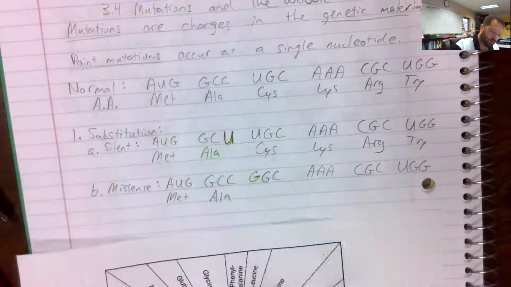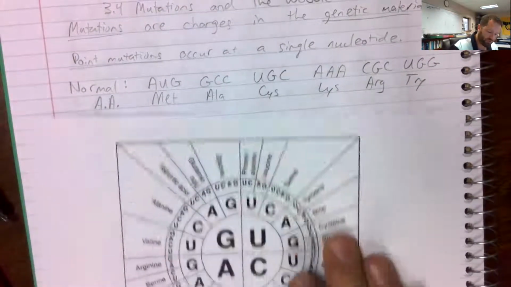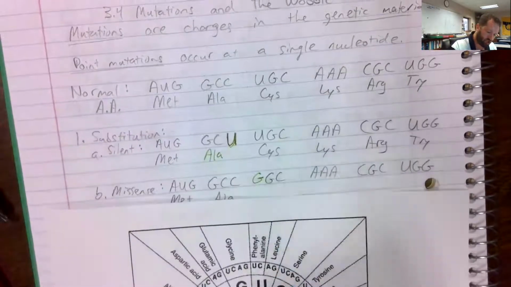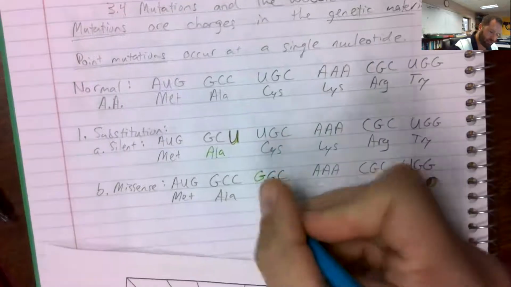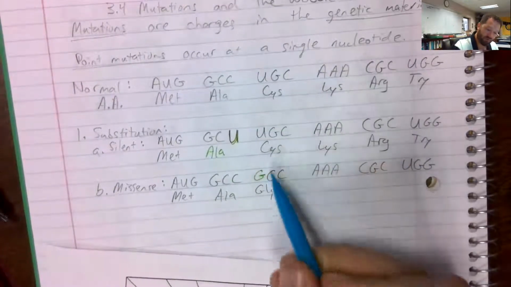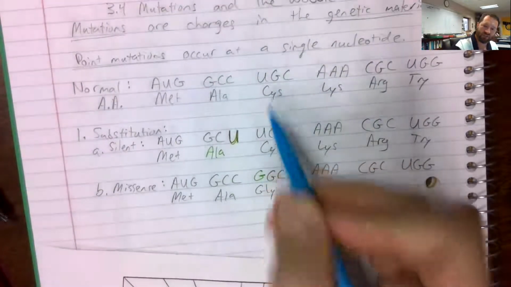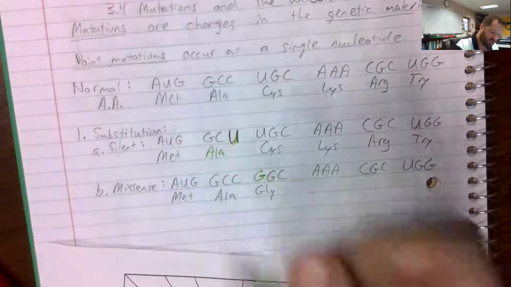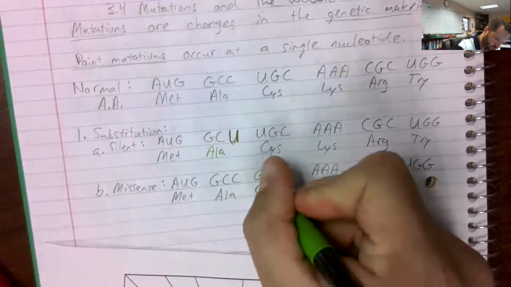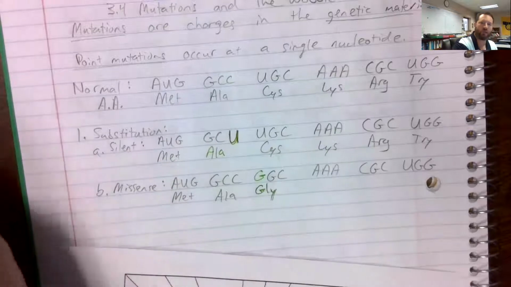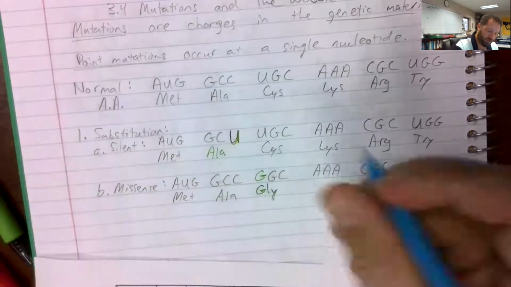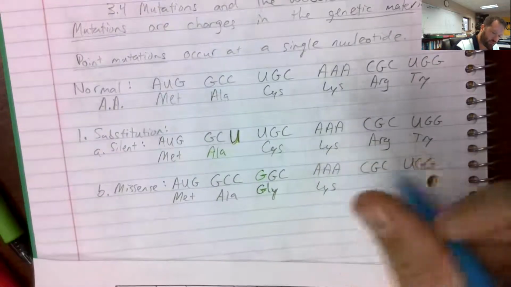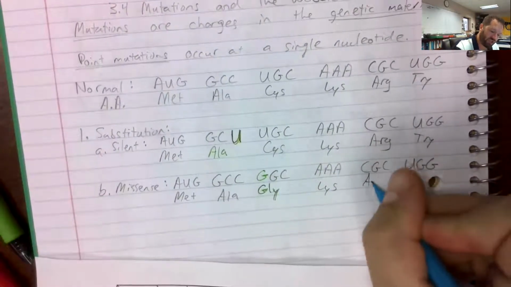Here is our new sequence. So now we're looking for GGC. That's going to be glycine, which is different than cysteine. We had cysteine, and now we have glycine. I'll do that in the green. Maybe it'll show up still. So glycine, there's our new different amino acid. Now after that, everything stays the same. Still have AAAs, still have CGC.